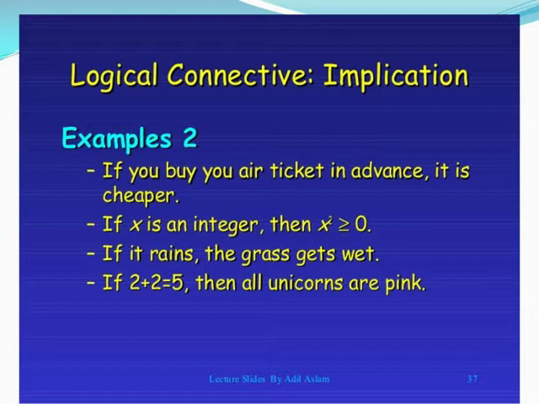Next one: if it rains, then the grass gets wet. A comma is used here to represent then, but don't worry about it. You have to write it in if then format. Next, last example: if 2 plus 2 is equal to 5, then all unicorns are pink. So just remember, when using the logical connective implication, you have to write in if P then Q format.